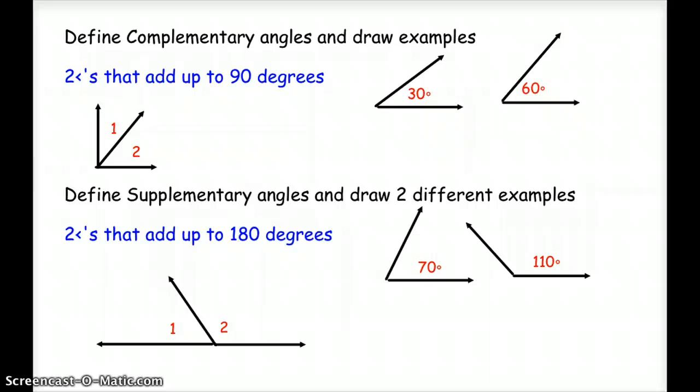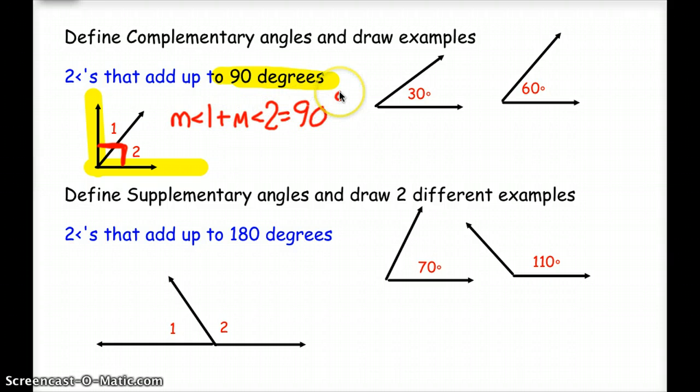Complementary angles are two angles that add up to 90 degrees. When you look at my example here, that's a 90-degree angle. I should be communicating that by making a right angle marking in there. So 1 and 2 are complementary. I would write the measure of angle 1 plus the measure of angle 2 equals 90 degrees.